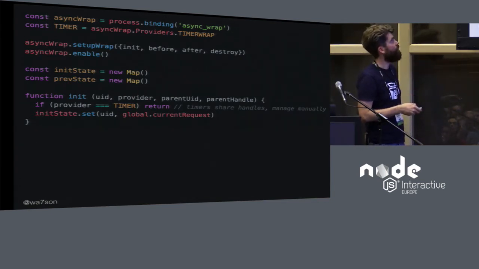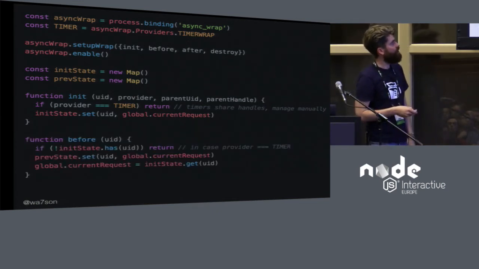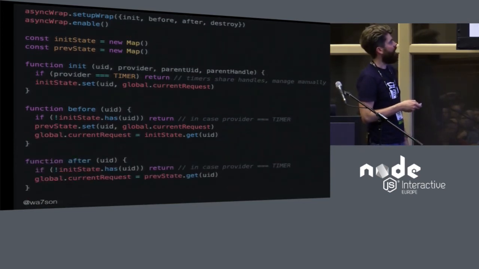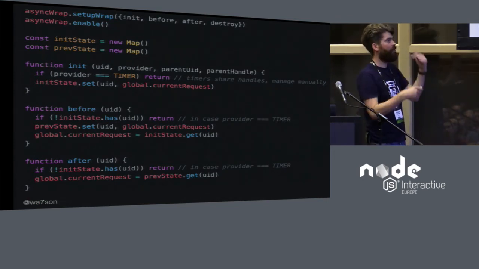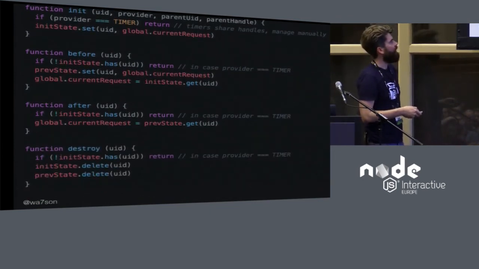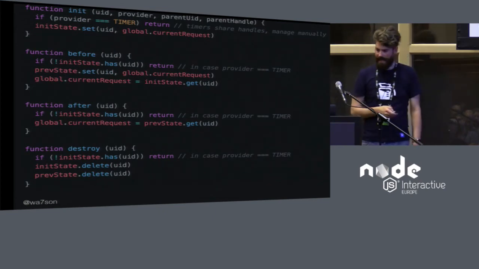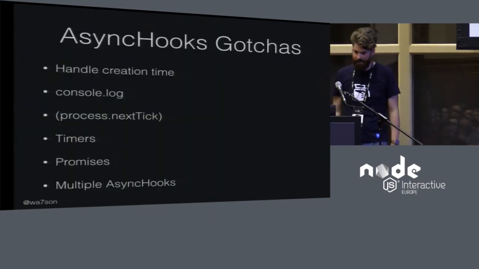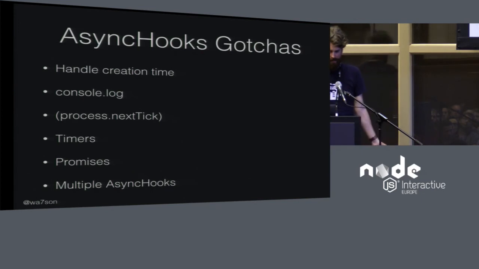Otherwise, we just set, using the UID, whatever current request is in this map. And then we just restore it in the before hook. And in the after hook, we unrestore it, basically. And then we clean up after ourselves. And that's basically it. Some gotchas.